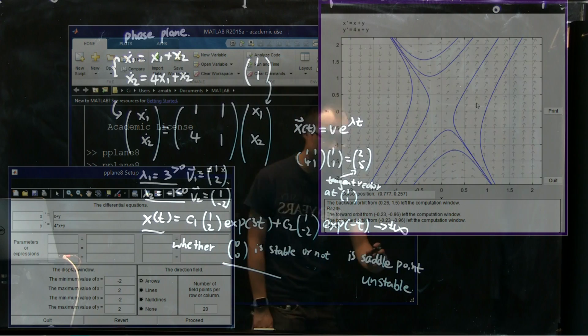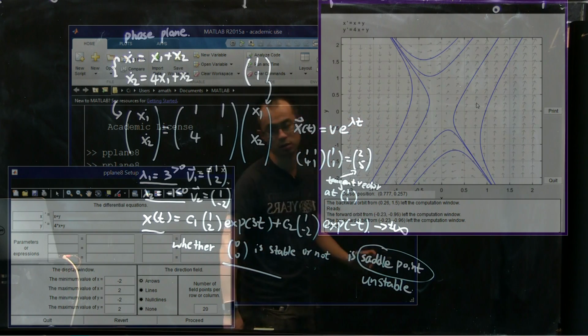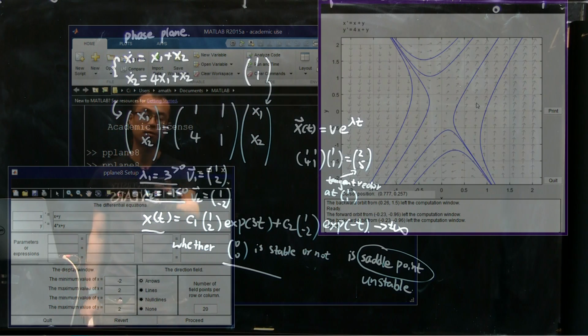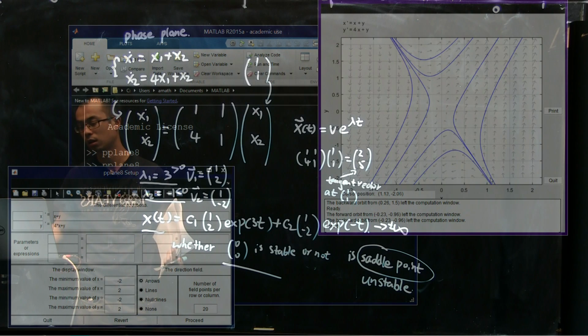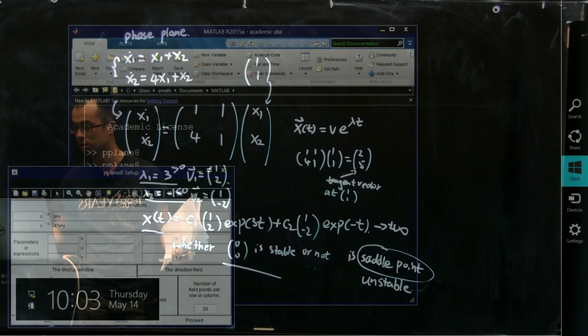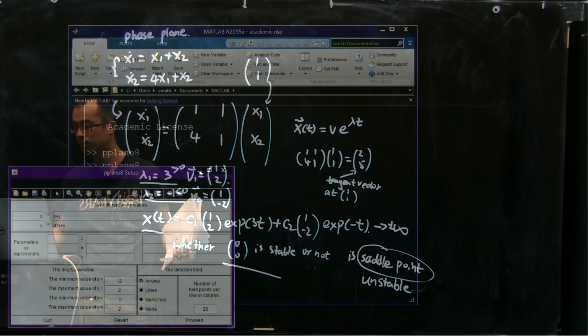But there's a special name for this kind of instability. It's called a saddle point, because one of our eigenvalues is larger than 0, and one eigenvalue is less than 0. And in some directions, we will basically approach 0. But in some directions, the solution will go away from 0. Okay, so this is basically the plot that we did for the phase plane.